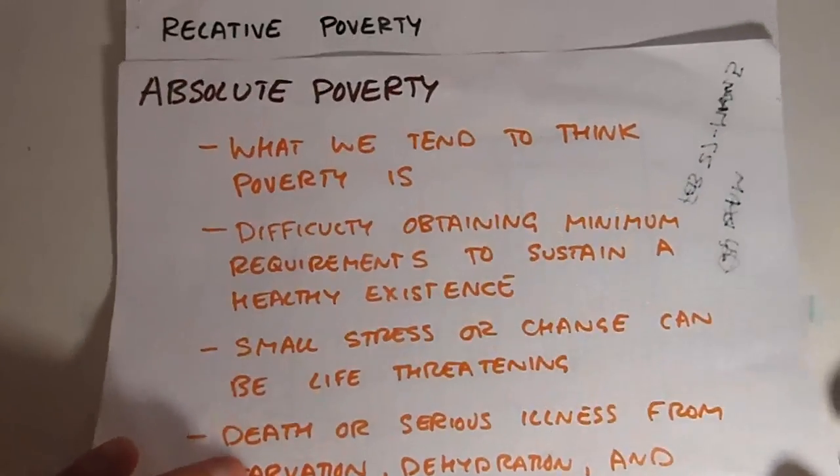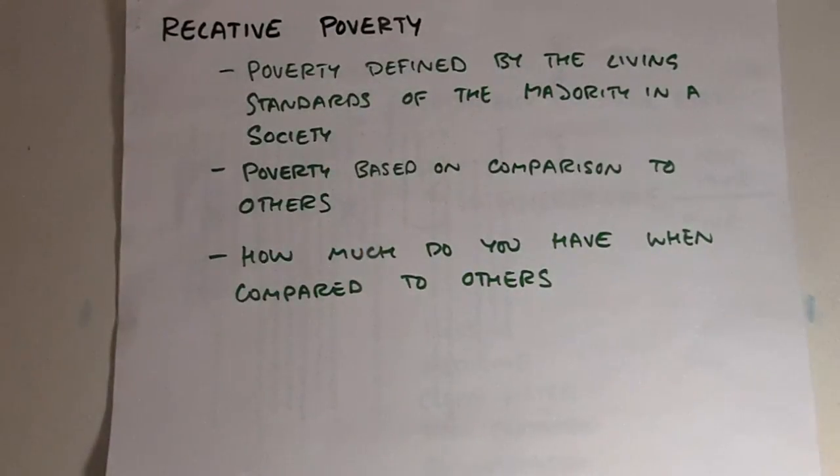Compare that now to relative poverty. This is poverty that's defined by the living standards of the majority in a society. And while we think we're talking about absolute poverty when we use the word poverty, we're often really talking about relative poverty. This is poverty based on comparison to others. How much do you have when compared to others in your society? An example in the United States is that most people in the U.S. have a car, have a cell phone, and have a TV in their homes. If you don't have the money to own one of those things, you can't buy a TV, you can't pay for a car, you're going to feel like you're poor, even if you're not in a life-threatening situation.